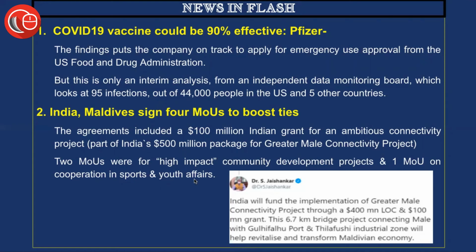With this, we also understand, as we just discussed yesterday itself, that India has been a very helping hand for countries like Maldives, and this is another example of the same. So with this, we are done for the day.